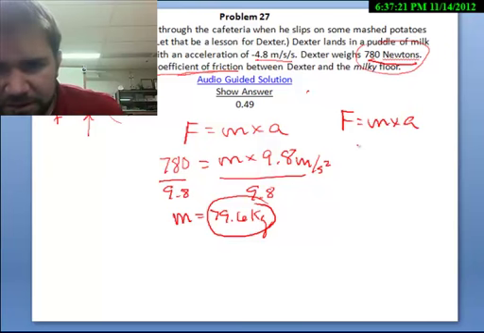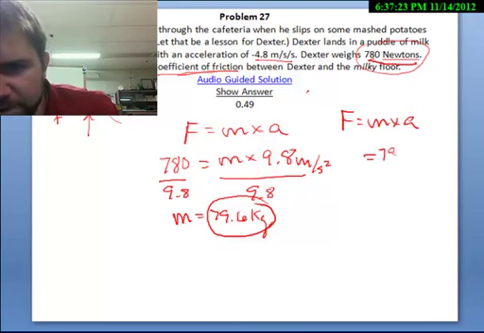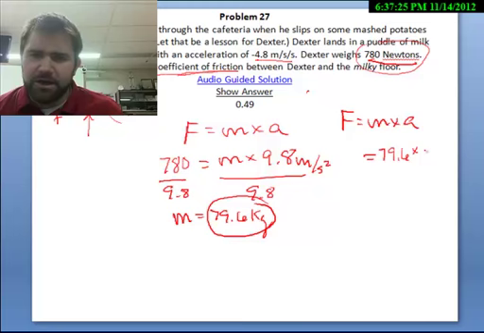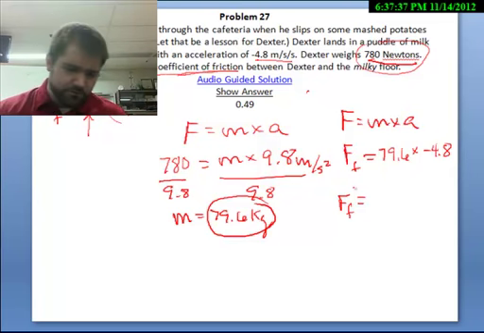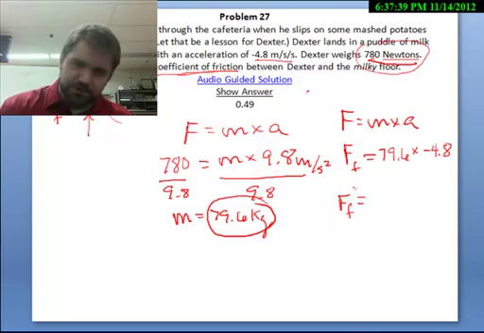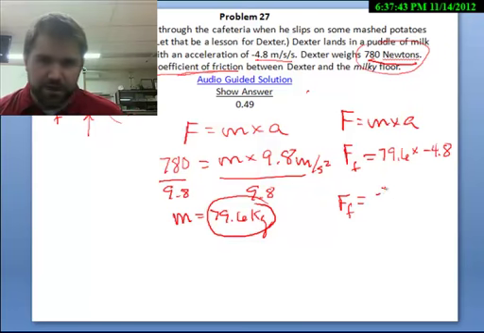Alright, if we know his mass, then we can use the F equals m a equation again. And we can say that for his mass of 79.6 kilograms to have an acceleration of negative 4.8 meters per second squared, what must the frictional force be to slow him down that much? So the frictional force will equal 79.6 times negative 4.8 equals negative 382.